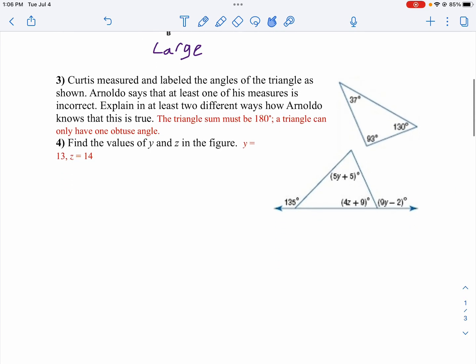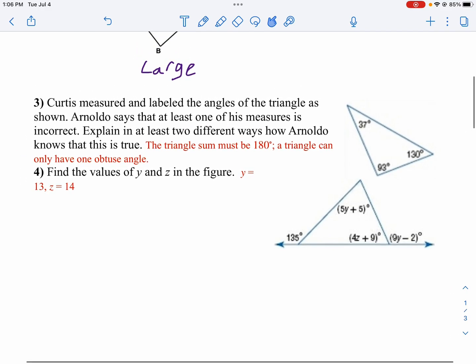On question number 3, we have 2 distinct different explanations of why Curtis labeled these incorrect. One is we know a triangle must be 180. These 3 angles do not add to 180. The other one is we know a triangle can have at most 1 obtuse angle. Notice we have 2 obtuse angles there, so they both can't be 130 and 93.